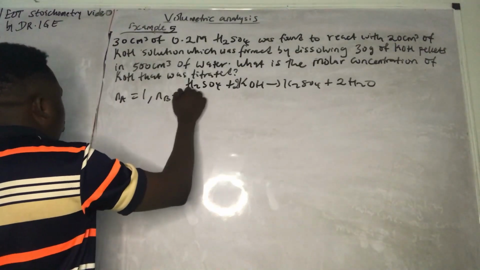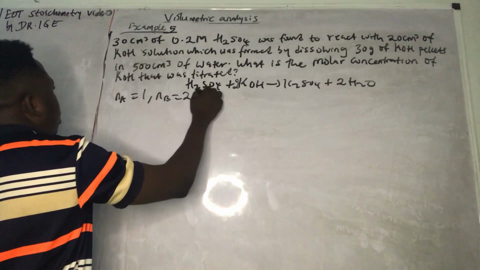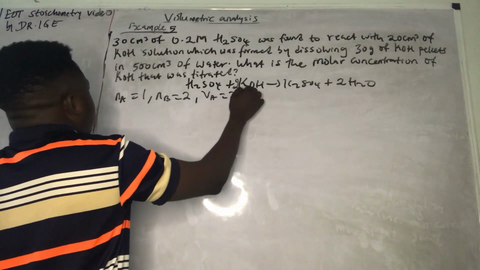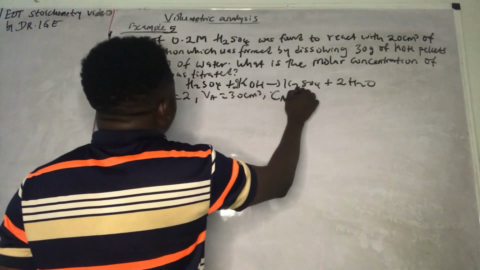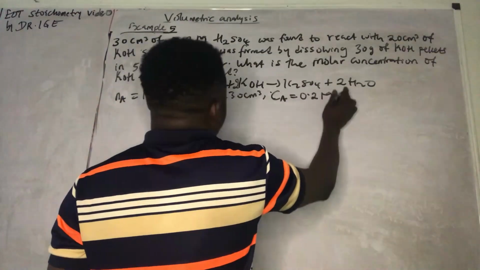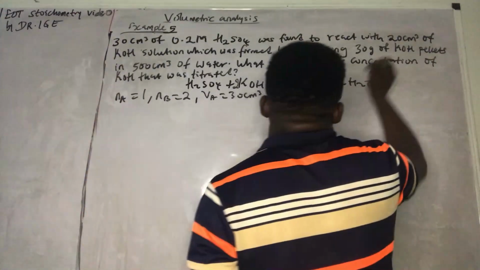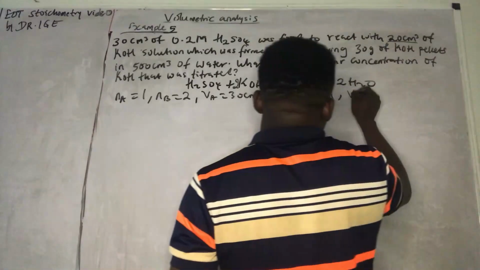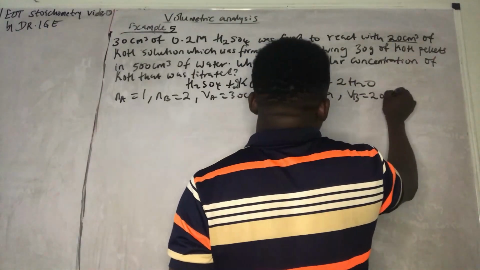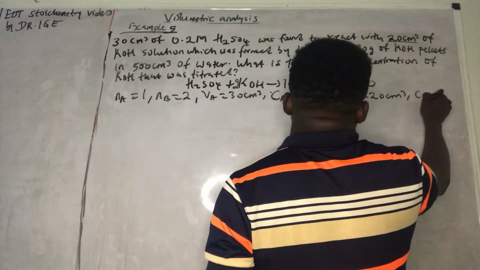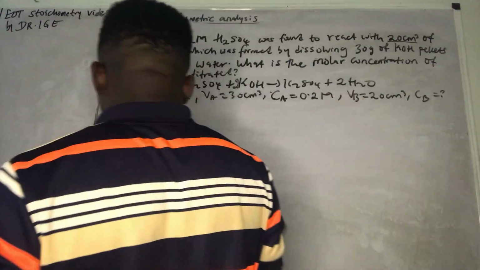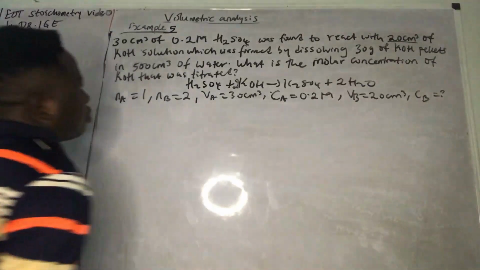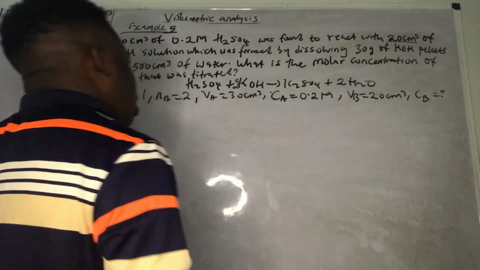So we have that Na is equal to 1. Nb is 2. Va is 30 cm3. Ca is 0.2 molar. Do you know that this is Vb? Yes, that is Vb. What is Cb? That's what we're looking for, right? Okay, I'm looking for Cb.